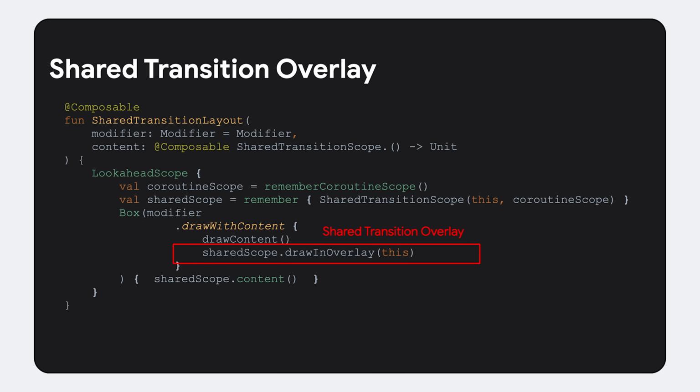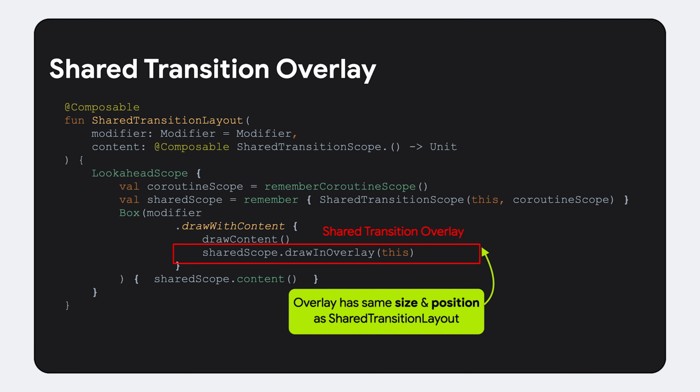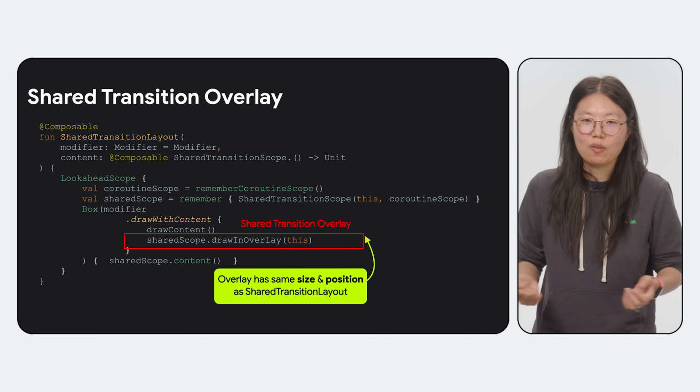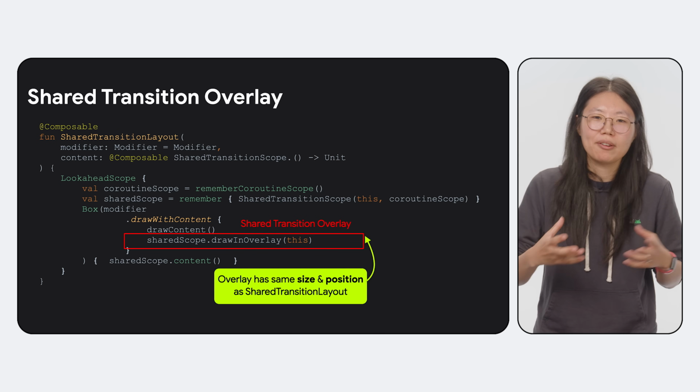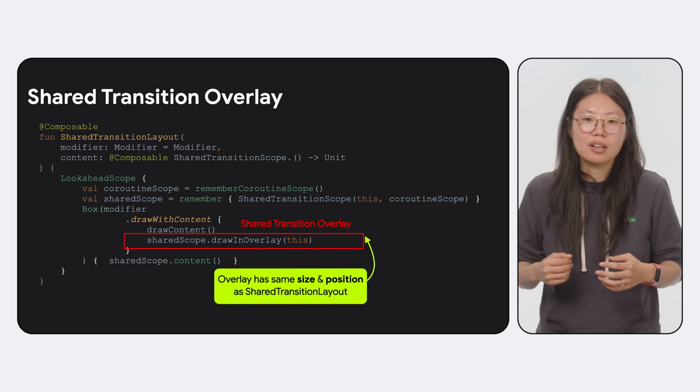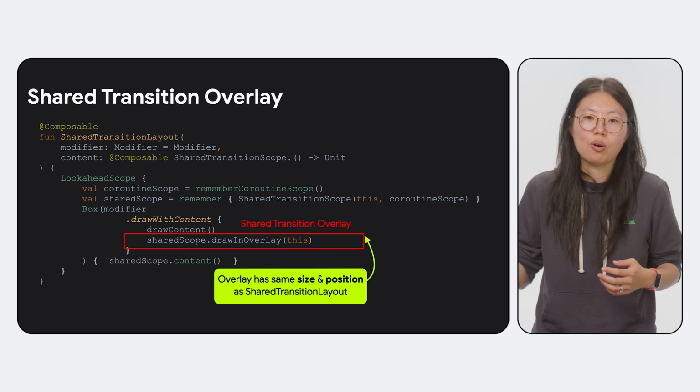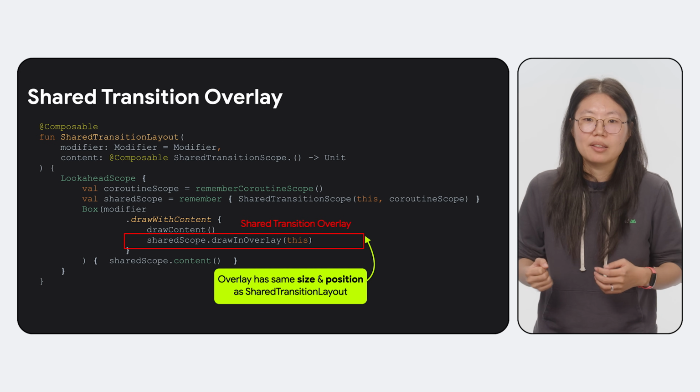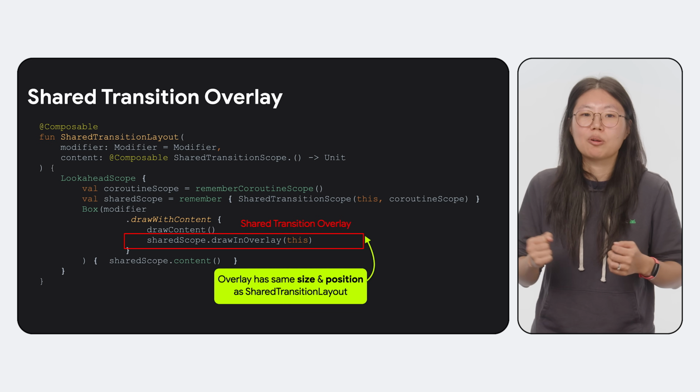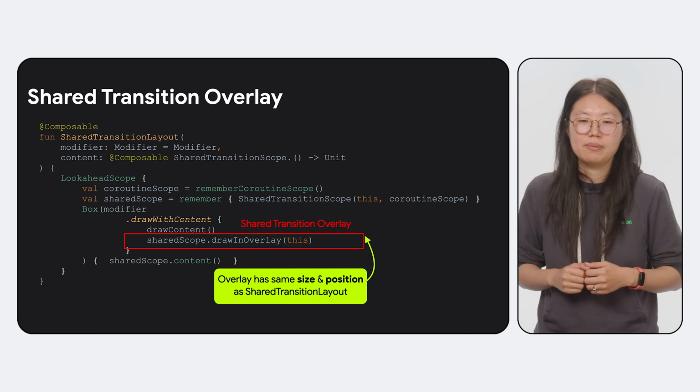Because the overlay is a part of the shared transition layout, it is the same size and position as the layout. Therefore, whether or not the overlay covers the entire screen or part of the screen, whether it renders on top of the floating action button or underneath the floating action button, that is entirely dependent on where you create the shared transition layout in your app.